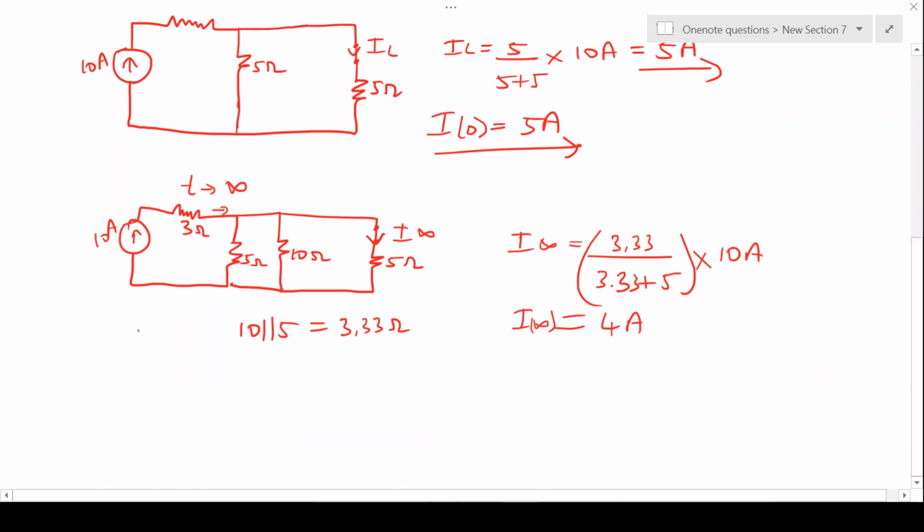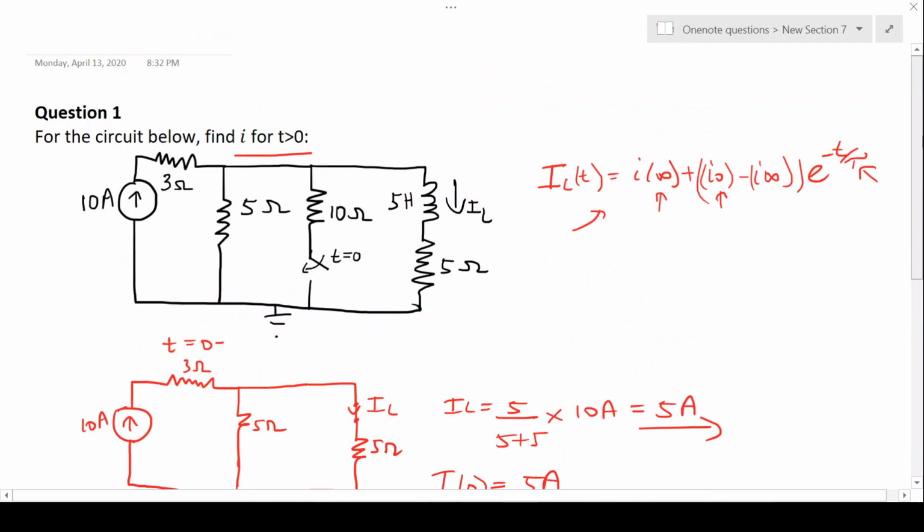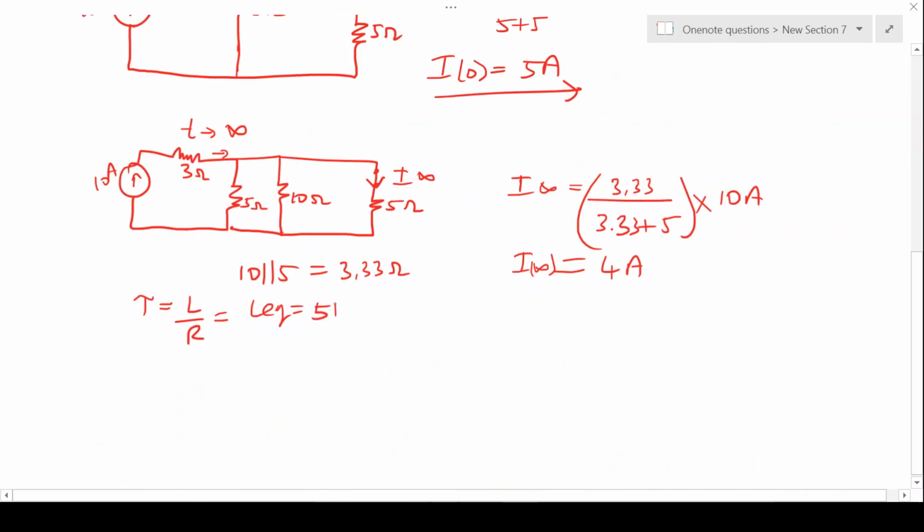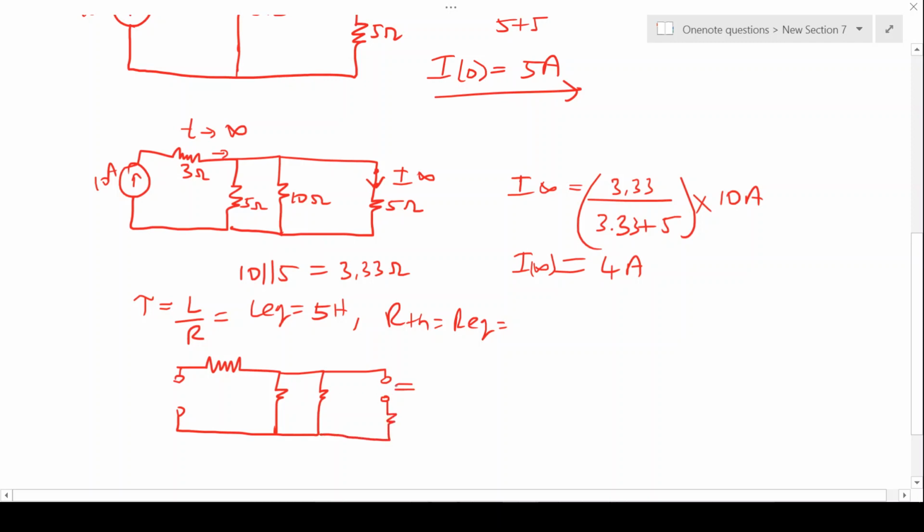Right, what about the time constant, which is equal to L over R? We know that L equivalent must give us the L value that was given, which is 5 henries, and RTH, which is R equivalent. What will that give us? So we would be focusing on that circuit where t is greater than 0. The current source will become an open circuit. The inductor, for reference sake, we can just leave it as an open circuit so that we remember that we're looking for the equivalent resistance with respect to that point.